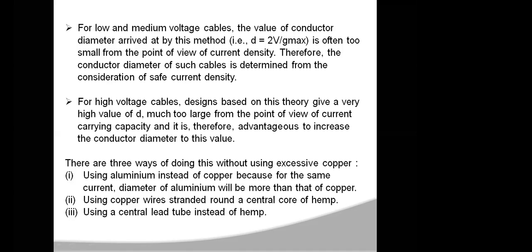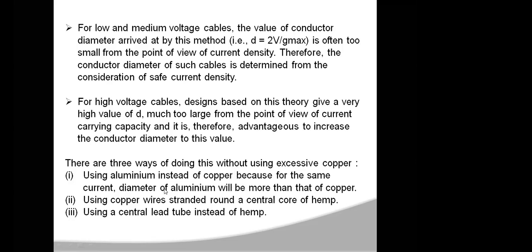So how can you get this large value of diameter? It can be obtained by using three methods. First, by using aluminum instead of copper. You know that aluminum has a lower density, so if you use aluminum instead of copper, the aluminum conductor will have a larger diameter compared to copper.